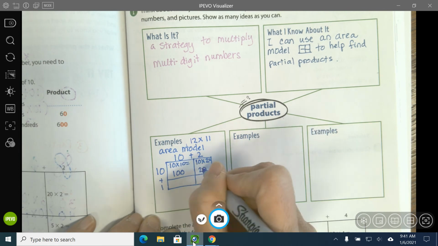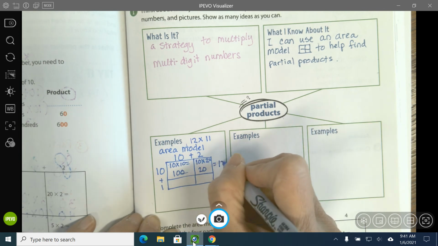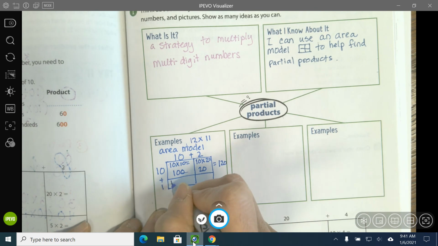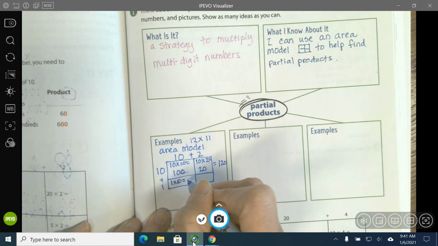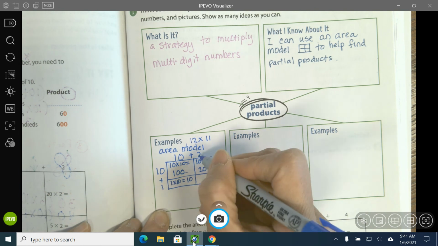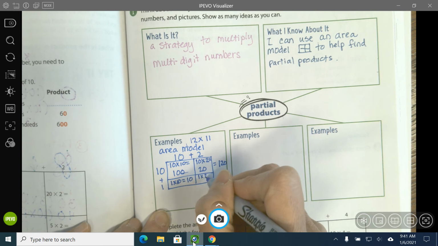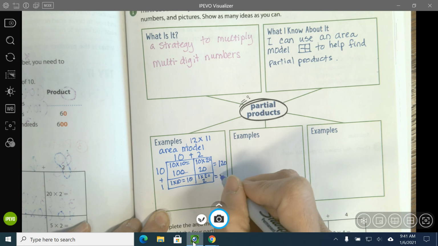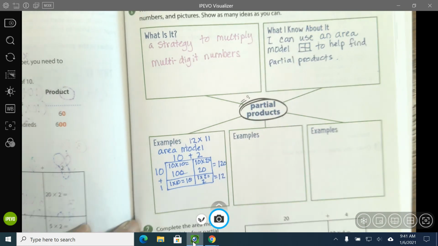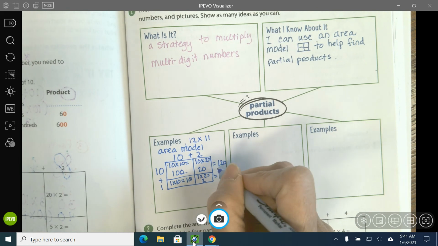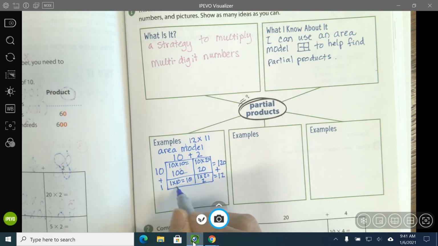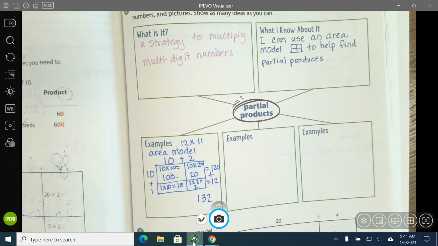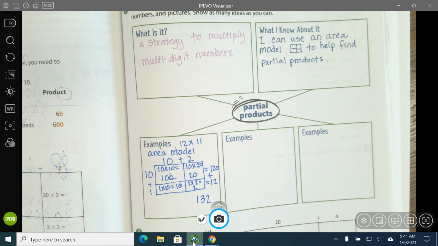I will add these two boxes together. That will give me 120. And then down here at the bottom, it's going to be 1 times 10. That will give me 10. And over here, it's going to be 1 times 2, and that gives me 2. And so I have 10 plus 2, that gives me 12. Okay? So I have to add these two together because I have to add all 4 boxes, and that gives me a product of 132. That's one example using area model.